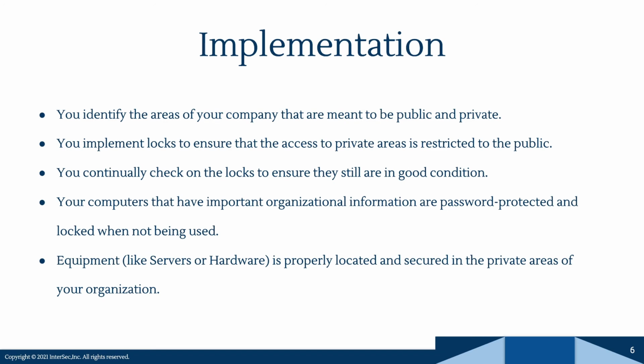You identify the areas of your company that are meant to be public and private. You implement locks to ensure that access to private areas is restricted from the public. You continually check on the locks to ensure that they are still in good condition. Your computers that have important organizational information are password protected and locked when not being used. Equipment, like servers or hardware, is properly located and secured in the private areas of your organization. This is a great place to start to get this practice implemented.